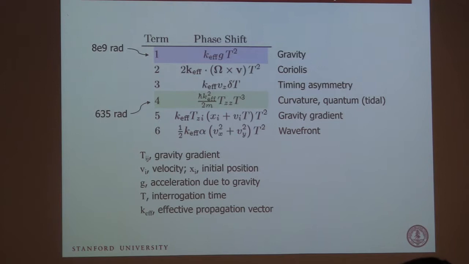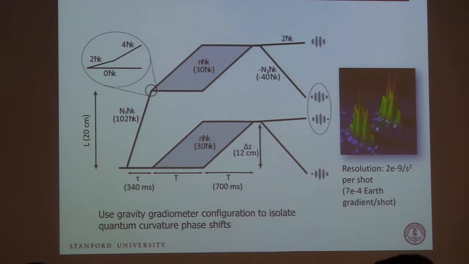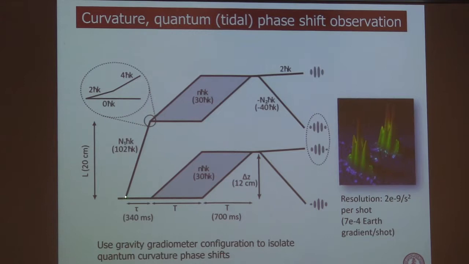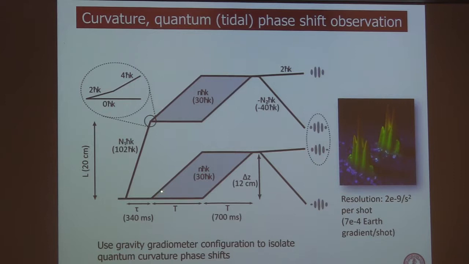So we built the following apparatus. We engineered the following sequence of pulses to try and observe and isolate that shift. This is a space-time diagram, time axis, space axis, and I'm plotting the center of mass of the wave packets here. Let's give momentum recoil to the wave packets to open up and close two loops simultaneously, this loop and this loop. And the idea is each one of these loops senses a different gravity gradient.